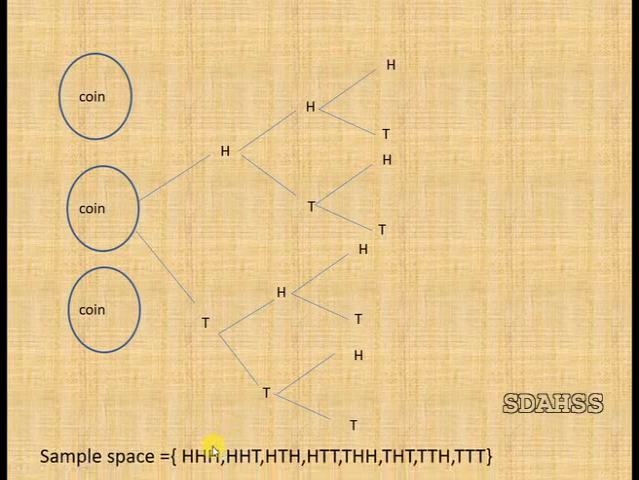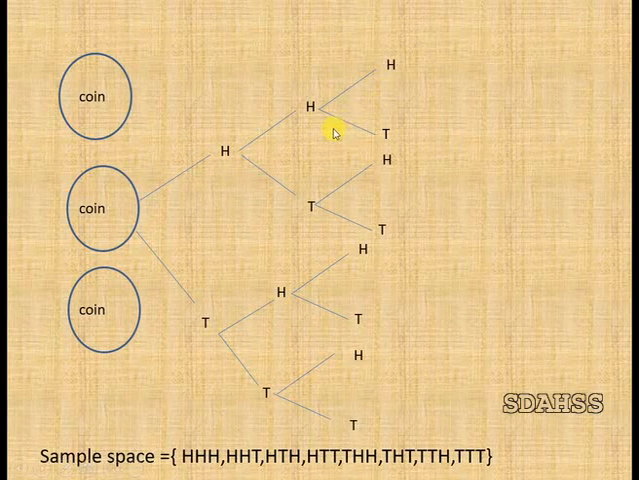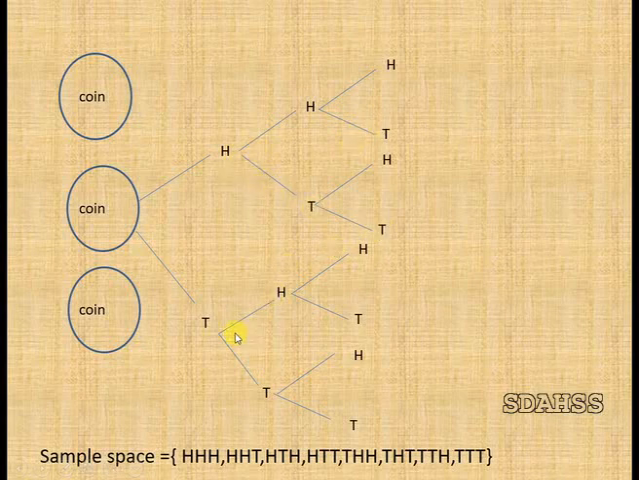The sample space is HHH, HHT, HTH, HTT, THH, THT, TTH, TTT.